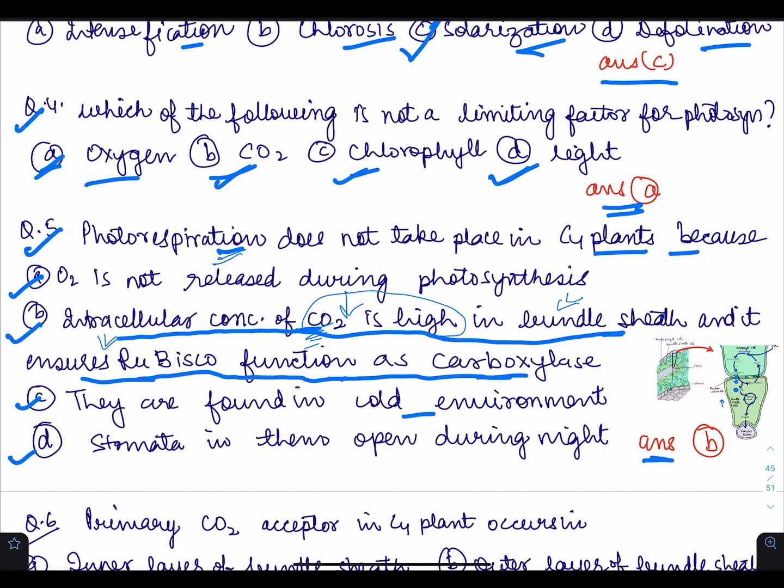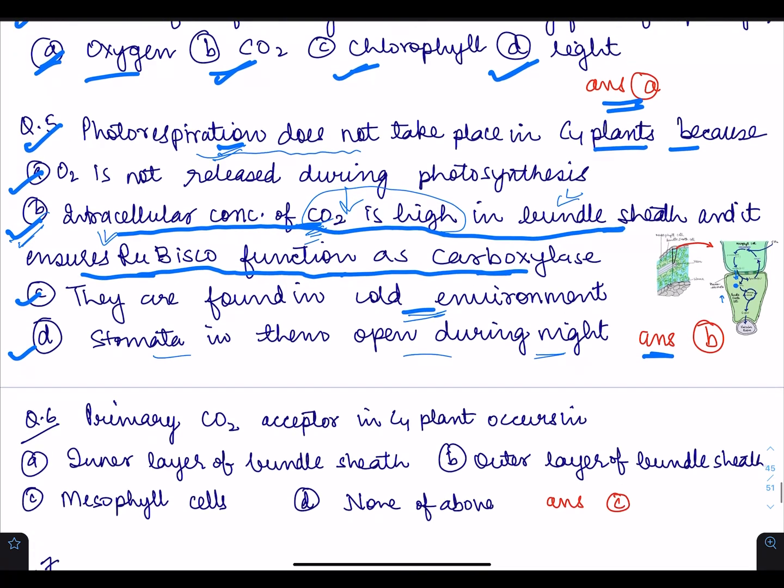And option C, they are found in cool environments. C4 plants are not found in cool environments. They are found in hot and arid environments. Right? So this is how we say that our correct answer is B. Stomata in them are open during night. This is true, but this is not the cause of the photorespiration not taking place. The actual answer is B.